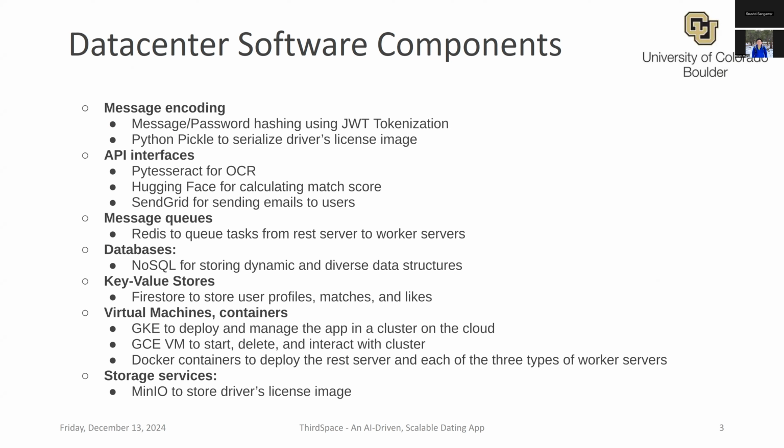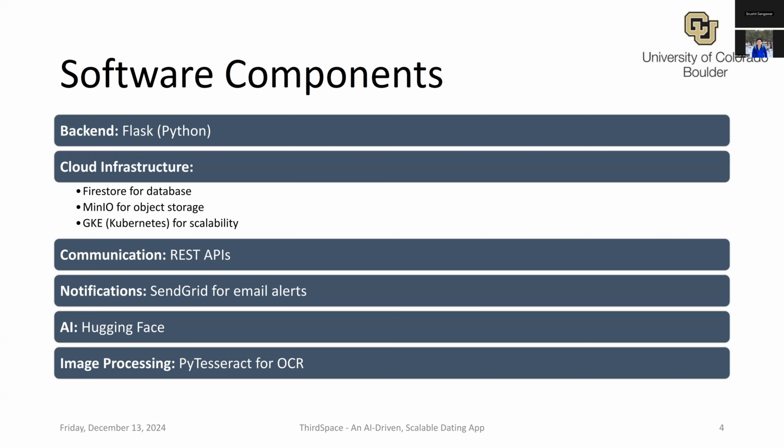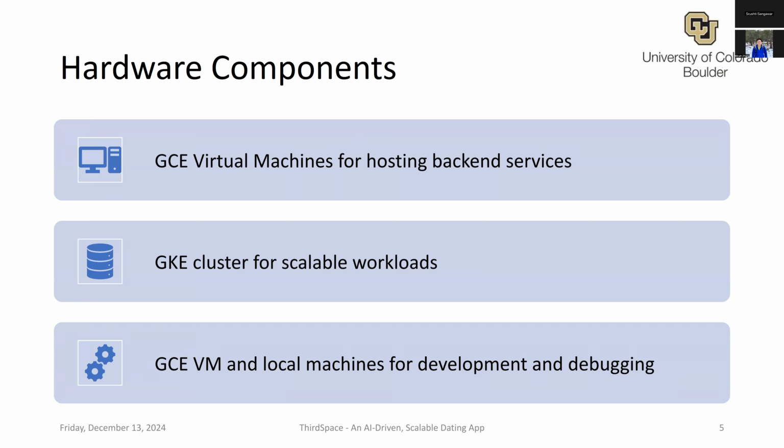We use GCE VM to start, delete, and interact with the cluster. And we use Docker containers to deploy the REST server in each of the 3 types of worker servers. For storage services, we use MinIO to store driver's license images. These are our software components, and these are our hardware components.